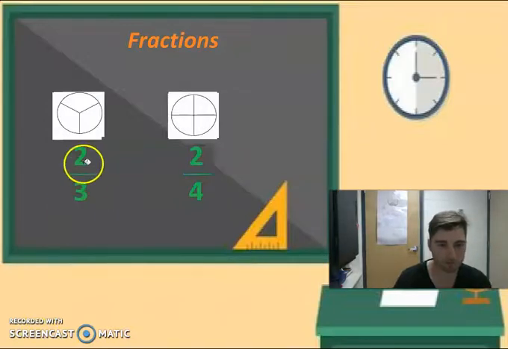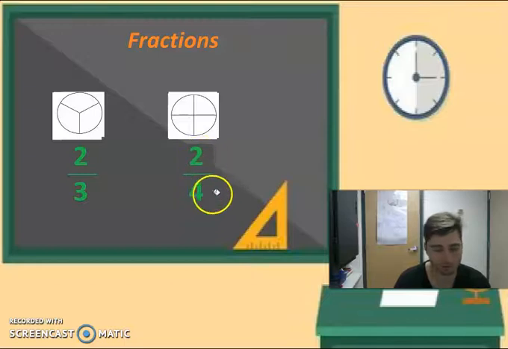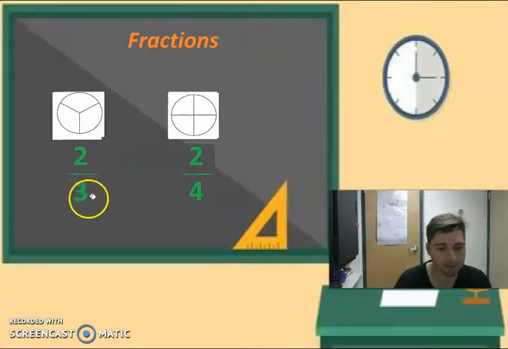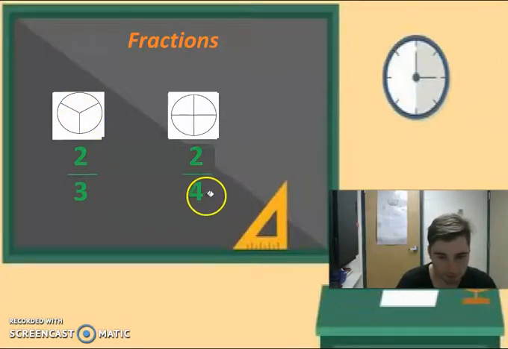Let's do another example. So we have 2/3 and we have 2/4. Which one is larger? Well, right away I can tell 2 and 2 are the numerators, right? So we're each going to have the same amount of pieces. However, our denominators are different. 4 pieces or 3 pieces we're splitting it up to.